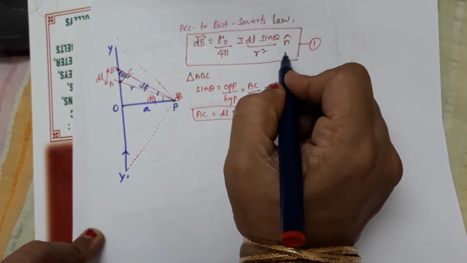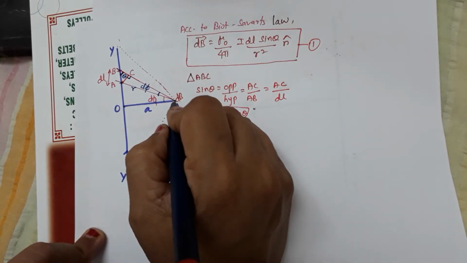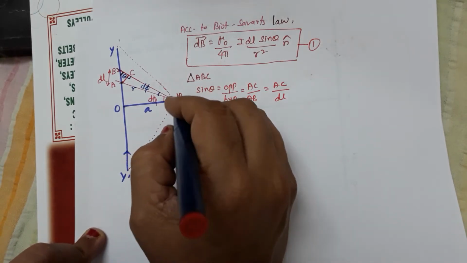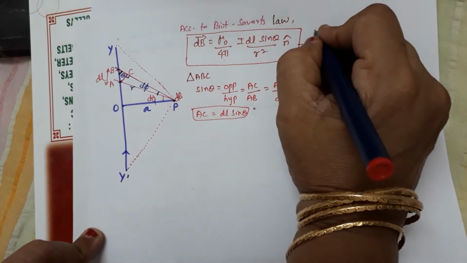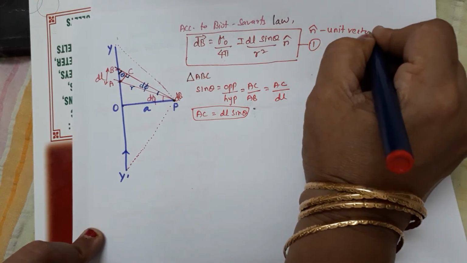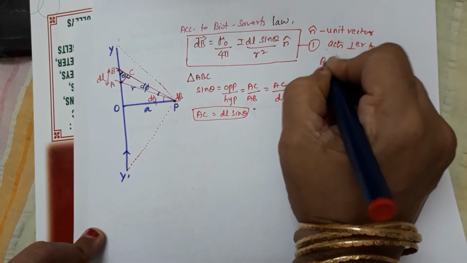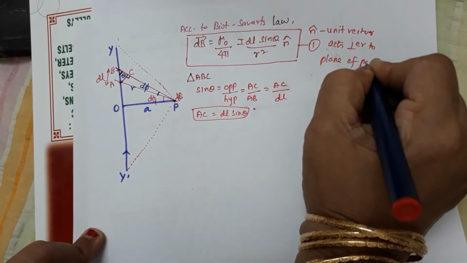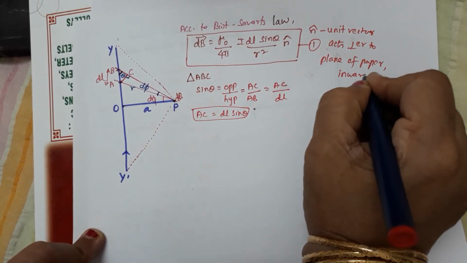Children, you should know what the n vector is. The n vector is the unit vector which acts at the point P perpendicular to the plane of the paper and it acts inward, right? So unit vector n cap acts perpendicular to the plane of the paper and also inwards.